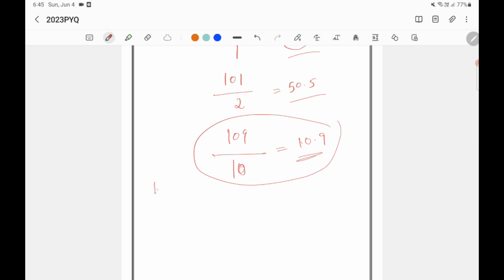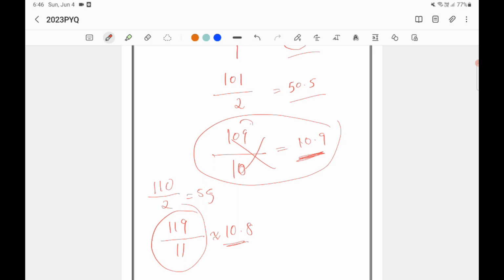Now if I put 110 divided by 2, that is actually 55. It's increasing. So that's not going to work. Now if I put 119 divided by 11, if you do it, you will get approximately 10.8 something. Okay, 10.8. So it's actually less than this one. So this is not the answer yet. We got a value which is less than 10.9. So just try some more values now.